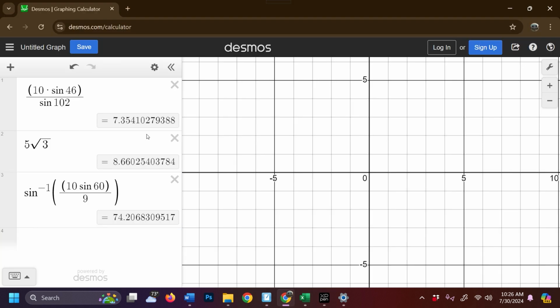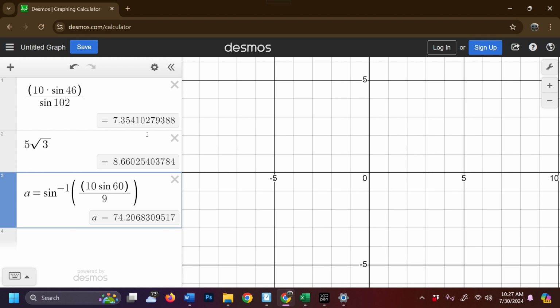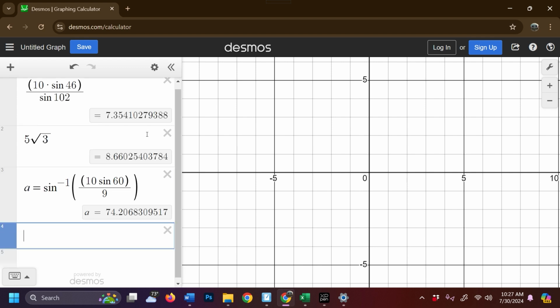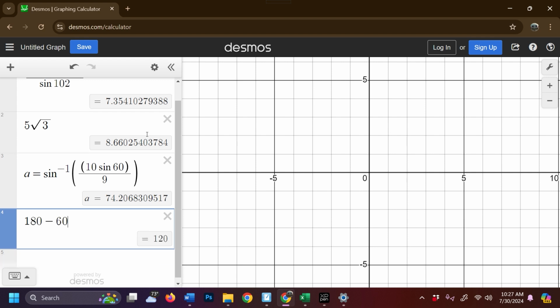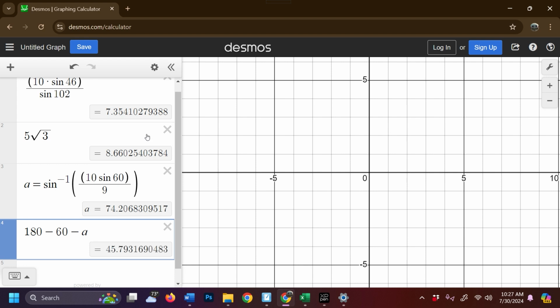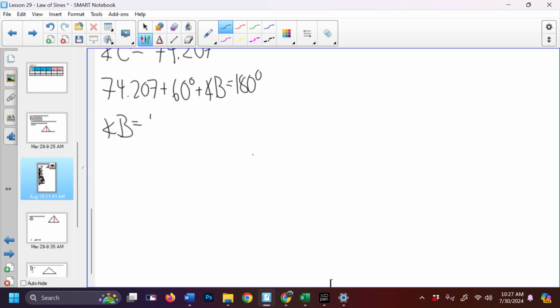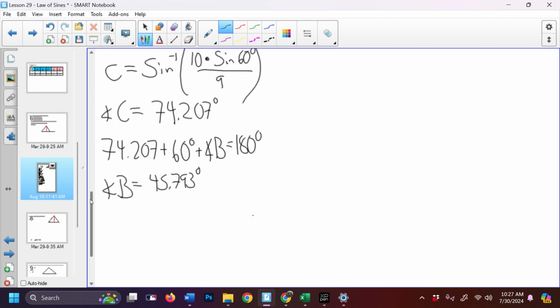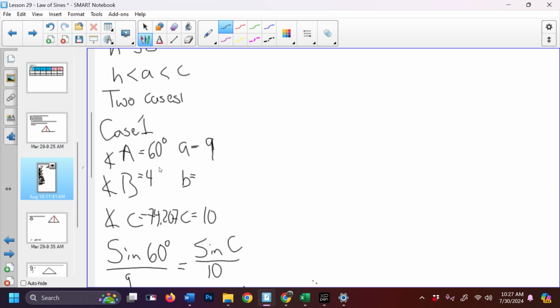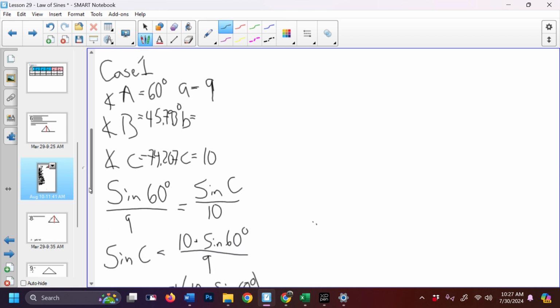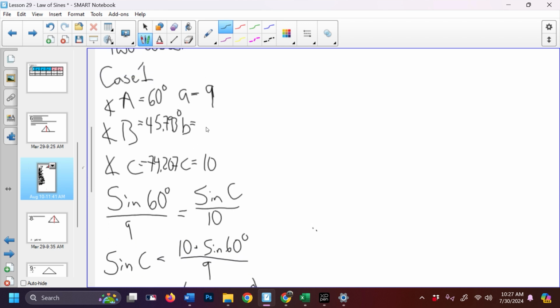And so if I go back to Desmos, let's make this right here go A equals. And then now I can use all of those decimal places, and we'll just go 180 minus the 60. That's the angle that was given to us, minus A, which is this value here. And so I'll have 45.793 degrees. That is my angle B. 45.793 degrees. That'll give us that value. And then solve for b as our final value here.